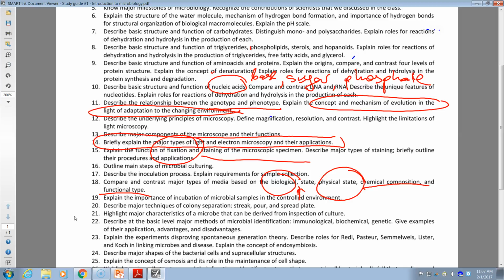Streak, pour, spread plate, hockey stick, streak plate. Remember, we talked about it, right? Streak plate, when you thin out the culture, right? Loop dilution or pour plate, kind of covered it.